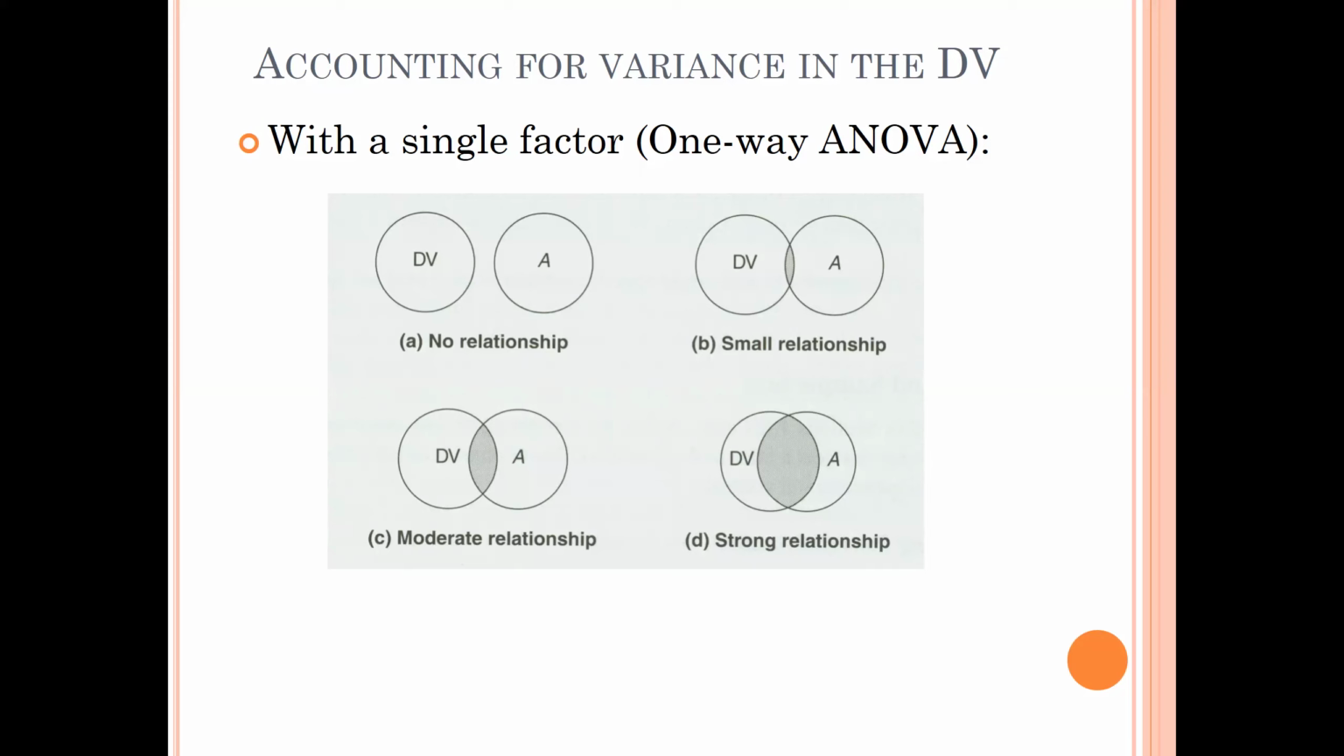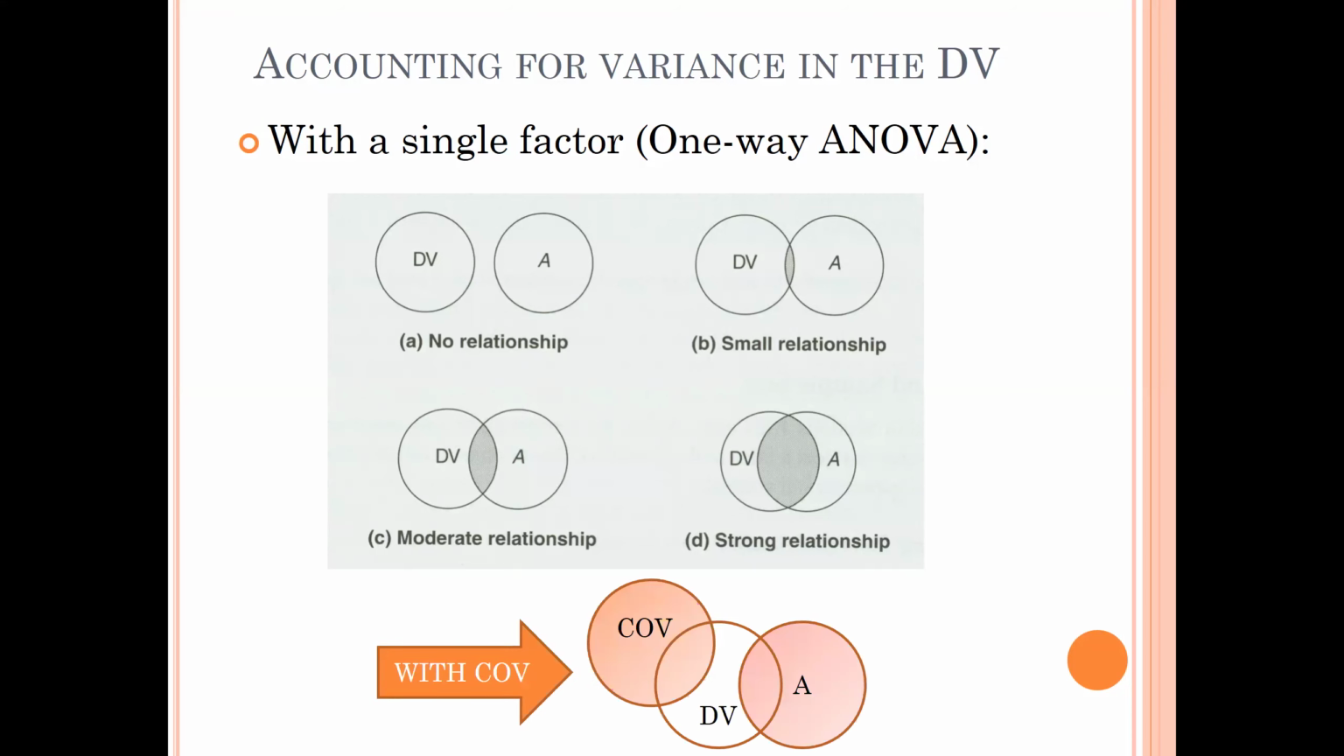On the third, you have a moderate relationship. A accounts for a larger amount of the DV, or it overlaps with a larger portion, and it's going to have a correlation that is the square of that larger portion. And a strong relationship has A accounting for a lot of the DV, and you see that portion of the DV that is not grayed out is the unaccounted for portion, which is essentially your error term.